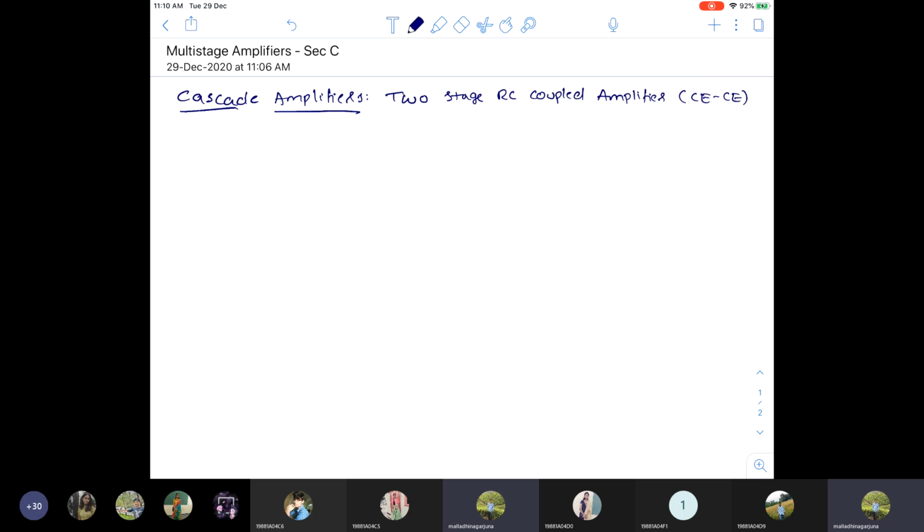So now let us draw the circuit of the two-stage RC coupled amplifier. If you know the H parameter analysis of CE amplifier, this analysis will be very easy. The only thing is you must know how to do the H parameter analysis for CE amplifier.